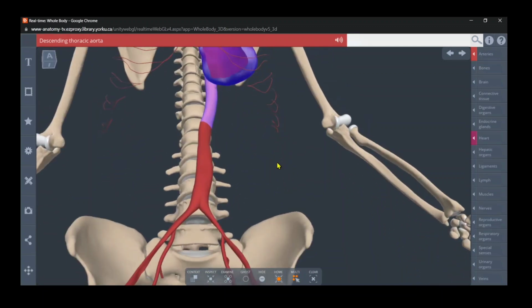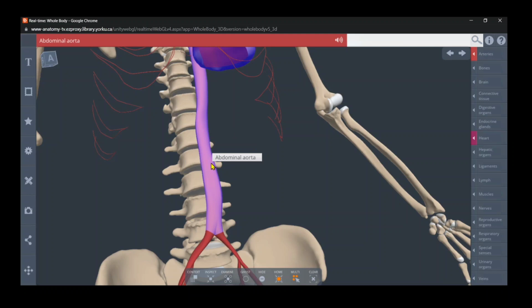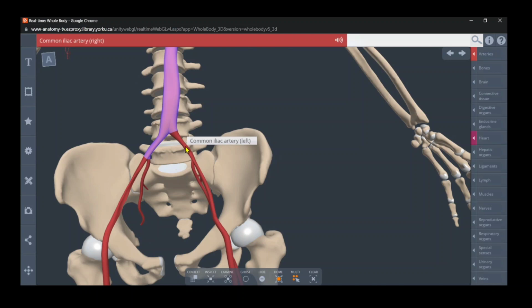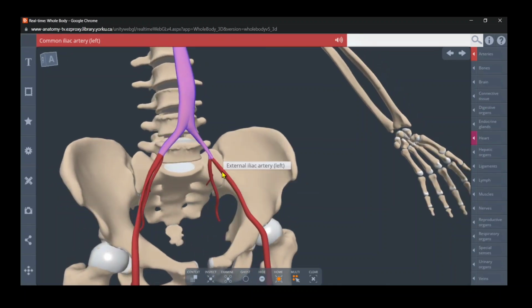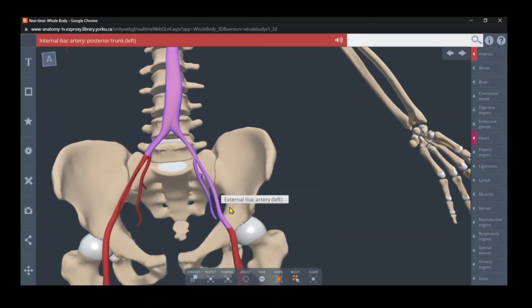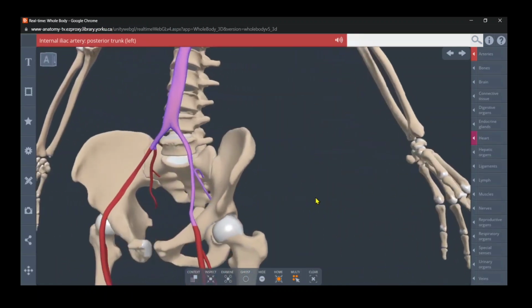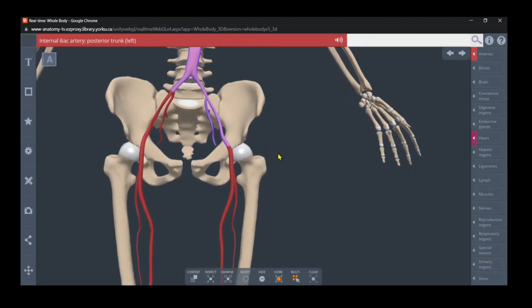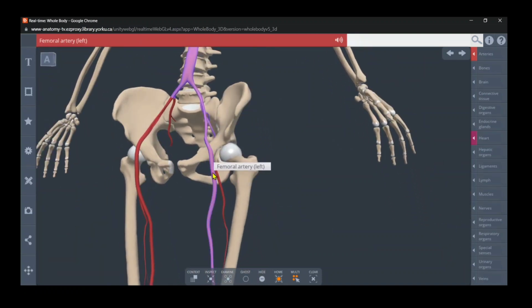All right, so moving down from the descending thoracic, it changes names to the abdominal aorta, okay? And the abdominal aorta splits into the common iliac left and right, okay? Common iliac artery left and right. If we follow the common iliac artery, it's going to give you two branches called the external iliac artery and the internal iliac artery, okay? The internal iliac goes posteriorly to supply blood to the posterior muscles, and the external iliac is going to continue forward and actually change its name to the femoral artery.